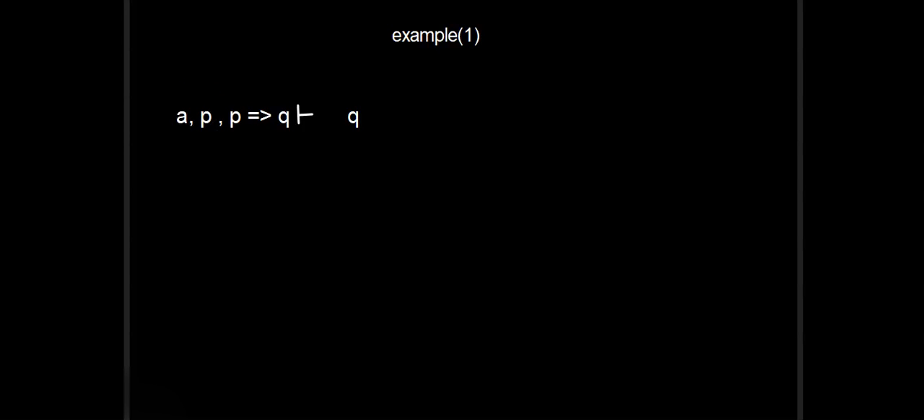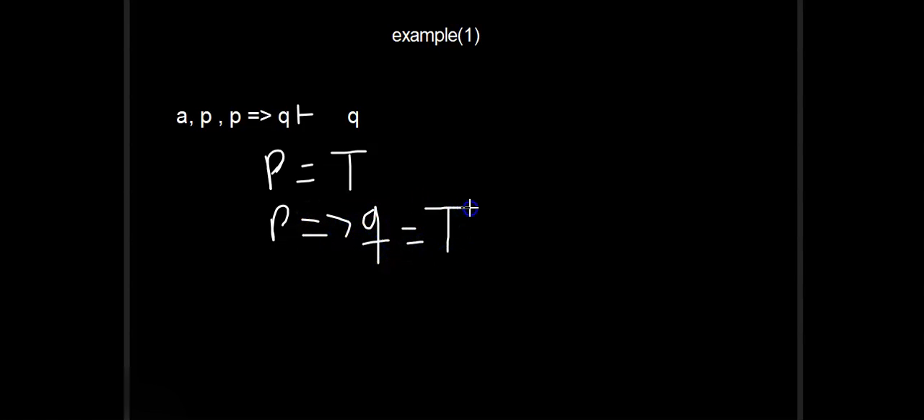So since I've got this one over here, I'm going to use my principles. I'm going to say that P is equal to true. P equal to true is my principle, and also P implies Q equal to true is also my principle. So these two are my principles. Since I've got P equals true, I can substitute this. When I substitute, I'm going to get P implies Q equal to true.